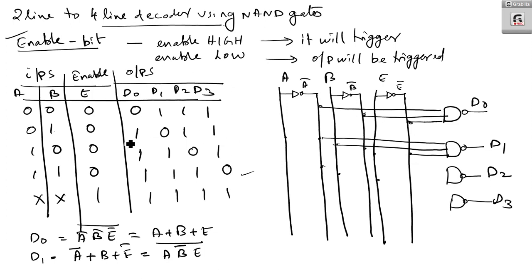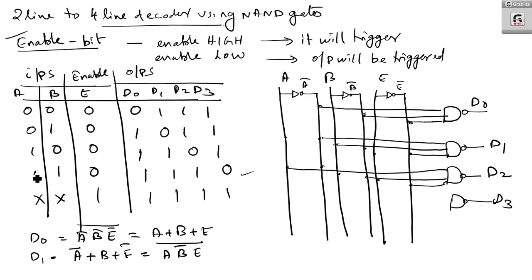Now coming to D2. D2 is A B bar E bar. D2 is A B bar E bar. That is D2.